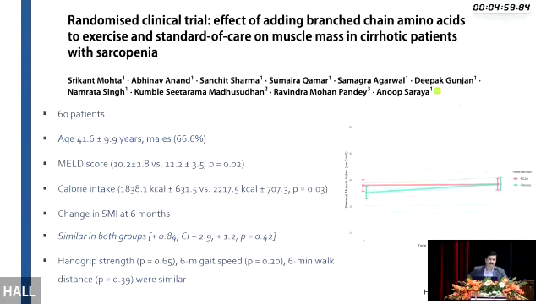Another randomized trial from the AIMS group, and Dr. Sarai has done this trial, 60 patients who were given branched-chain amino acids. They did not find any significant difference in the skeletal muscle index at 6 months. No change in the hand grip strength, gait speed, and the 6-minute walk distance, which are suggestive of no improvement in frailty.